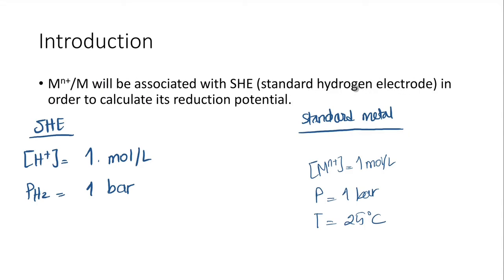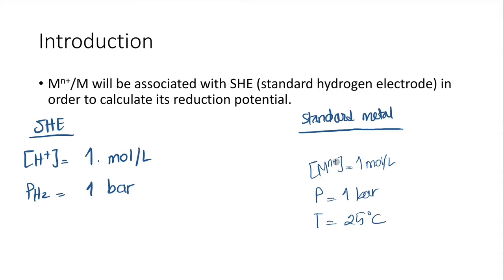In order to calculate the reduction potential of any metal, we will assume that the reduction potential of the hydrogen half cell is equal to 0, and we have other conditions for the hydrogen half cell. The concentration of H plus ions should be 1 mole per liter, and the pressure of the hydrogen gas should be 1 bar. For the metal half cell, the concentration of the metal ion, let's say Zn2 plus or Cu2 plus or Ag plus, should be 1 mole per liter. The pressure should be 1 bar, and the temperature should be 25 degrees Celsius.